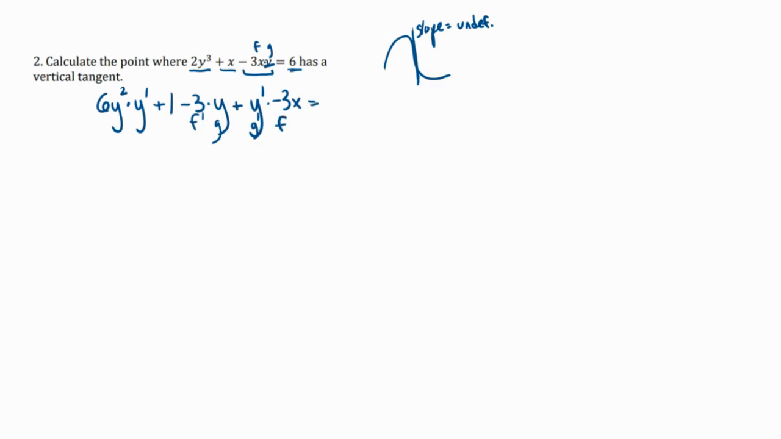And then the derivative of 6, don't forget, it's not 6, it's 0. The derivative of any constant is 0.